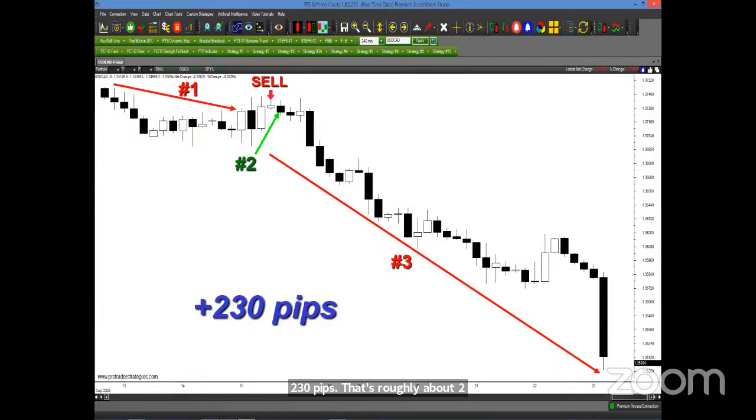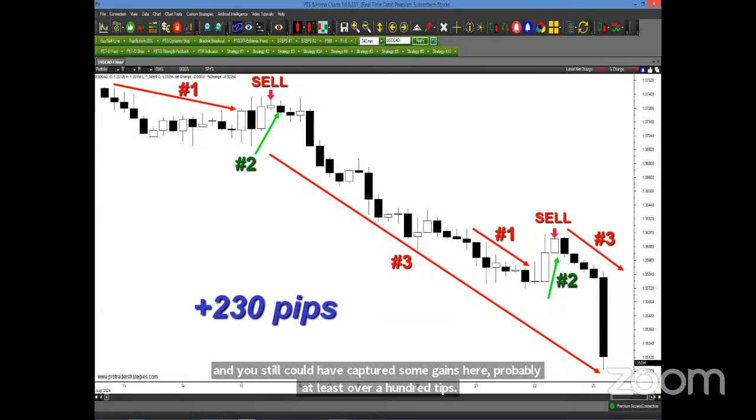Now, if you missed that, coming into the 22nd, look at this. There was another phase one downtrend. Here's a short 2-bar phase two. Another sell signal was generated, and you still could have captured some gains here, probably at least over 100 pips to the downside in just one day. That's about $1,000 potentially you could have captured.